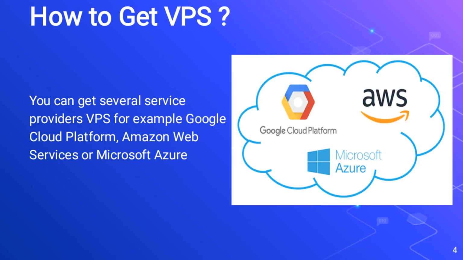Next, how to get VPS. You can get several service provider VPS, for example, Google Cloud Platform, Amazon Web Service, or Microsoft Azure. Before we begin, make sure you already have a Google account and have registered with Google Cloud using a credit card that you have. When it is finished, we can continue to create a virtual private server or VPS account on Google Cloud.